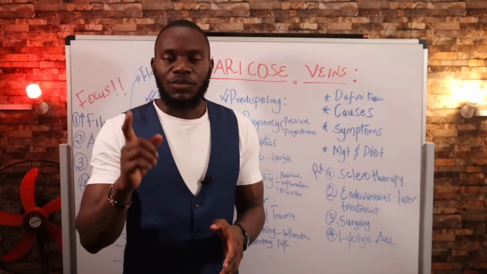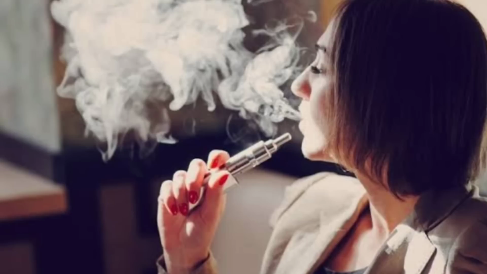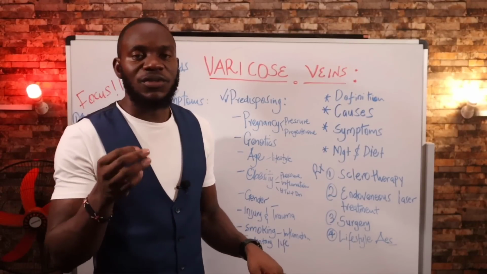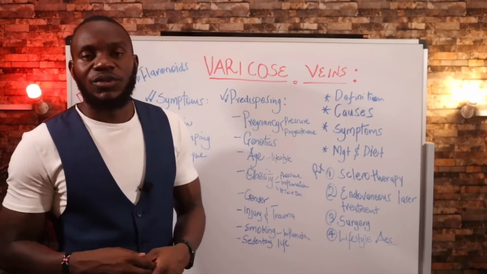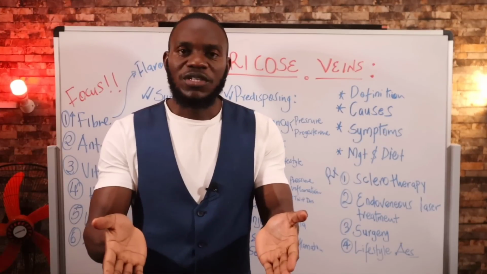Above all, smoking. Now I told you, smoking is one factor that is involved in basically all medical conditions. Why? Because smoking causes inflammation, and inflammation is one thing you need to avoid when you're going through varicose veins. And inflammation is also a result of obesity. So how do we treat this?